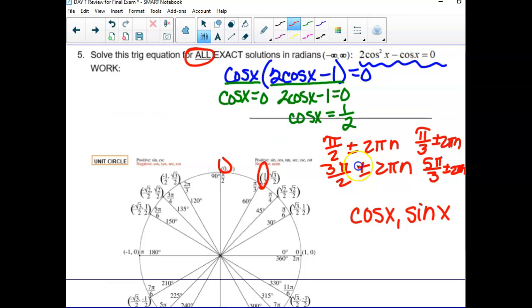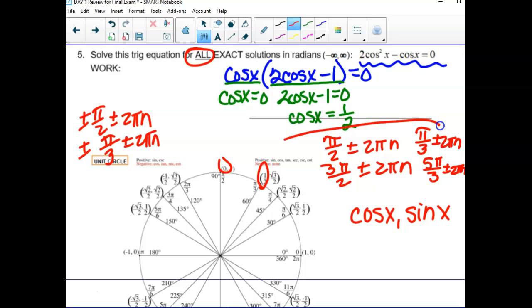For that one, yes, that would not work for this one. Because it's cosine, it would be really easy to just write positive or negative pi over 2 and positive or negative pi over 3, because it goes up pi over 3 or down pi over 3, but that's not necessary. You can write it just like this and be fine. Any questions?